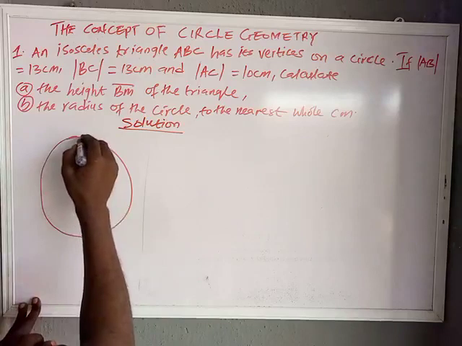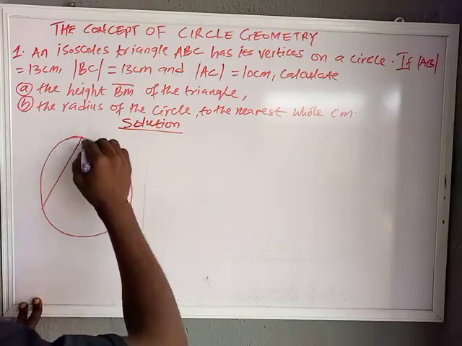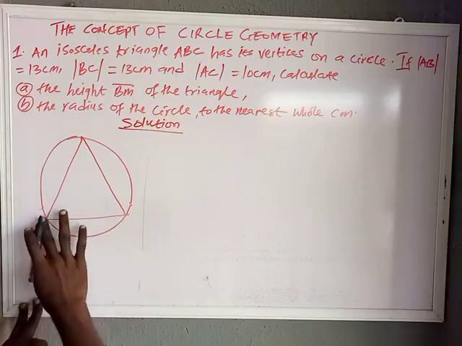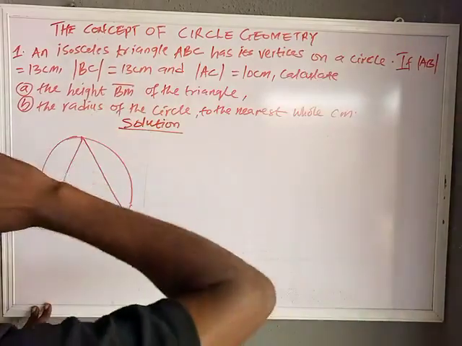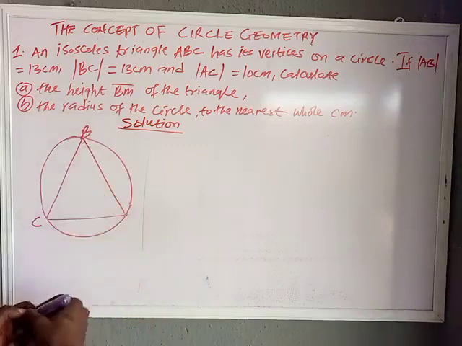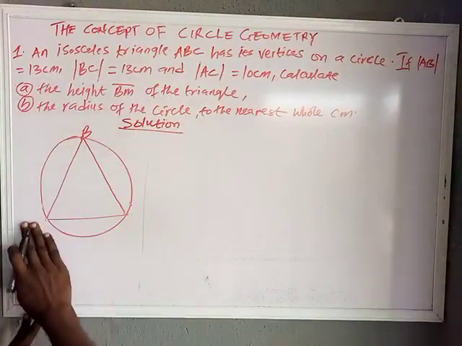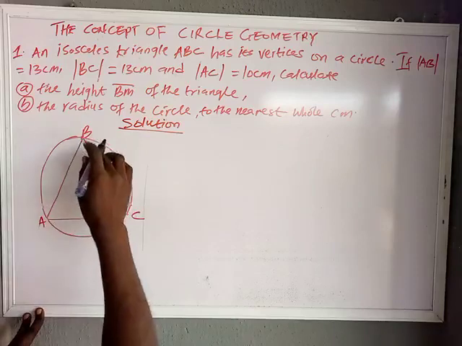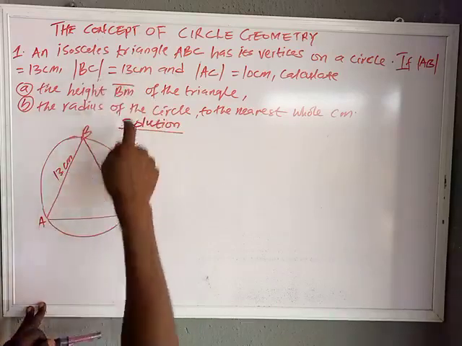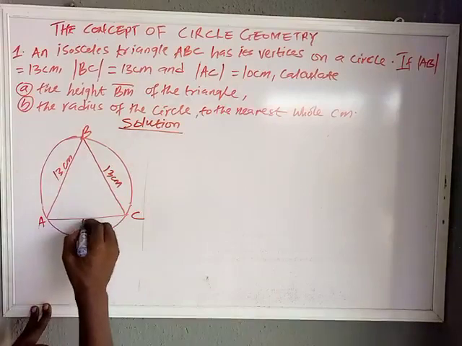So let's present it like this. Its vertices are on a circle. We have B, and AB is 13 centimeters and BC is 13 centimeters. Let me have here as A, here as C. So AB is 13 centimeters, BC is 13 centimeters, and then we have AC as 10 centimeters.